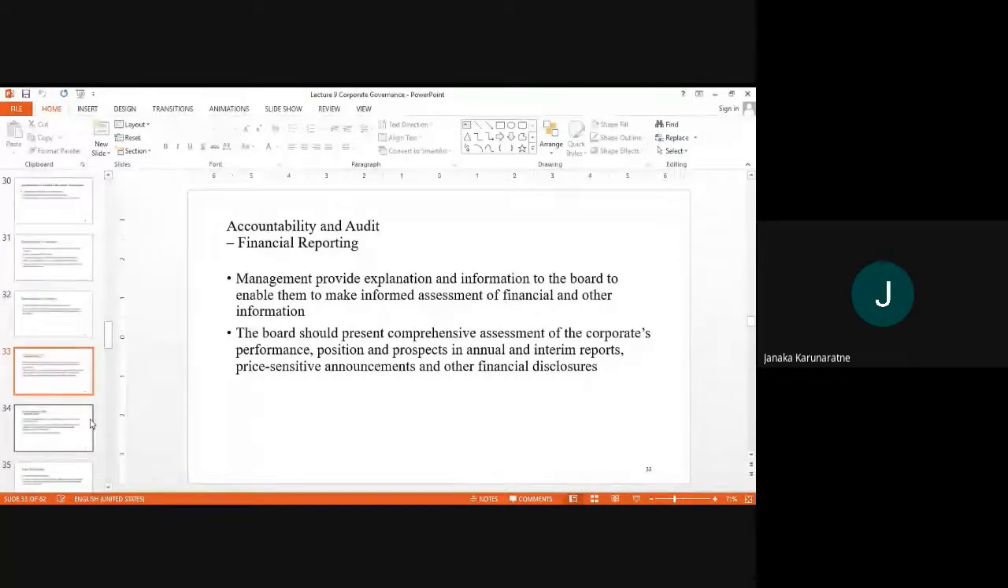The board should present a comprehensive assessment of the corporate's performance, position, and prospects in annual and interim reports, price-sensitive announcements, and other financial disclosures. So whenever management submits financial reports, it is the responsibility of the board to do a comprehensive assessment in terms of many aspects, and the risk. Ultimately, all these end up with risk. So it is very important to comprehensively assess the performance. And also, one important thing highlighted here is the financial disclosures.